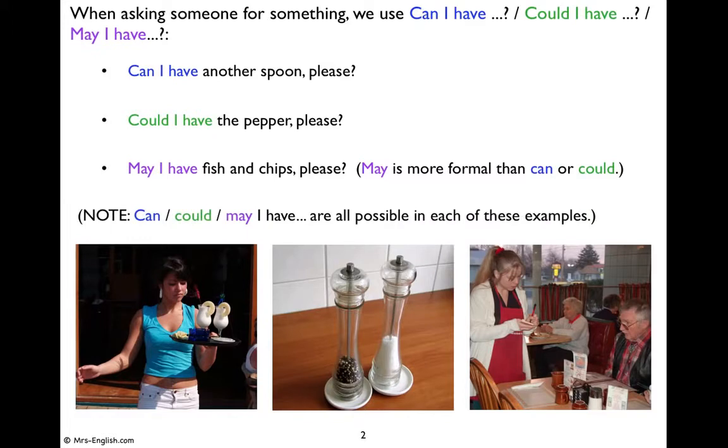But please note that can, could, may I have are all possible in each of these examples. So we could say, could I have another spoon? May I have the pepper? Or can I have fish and chips? They are interchangeable, and all variations are possible in these examples.